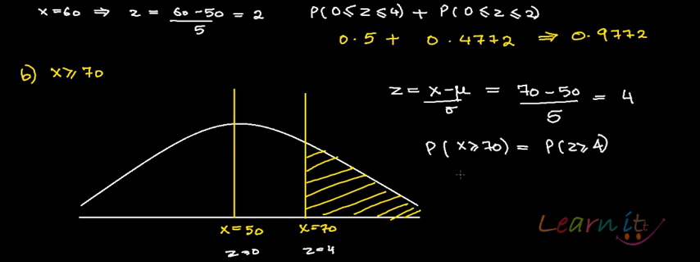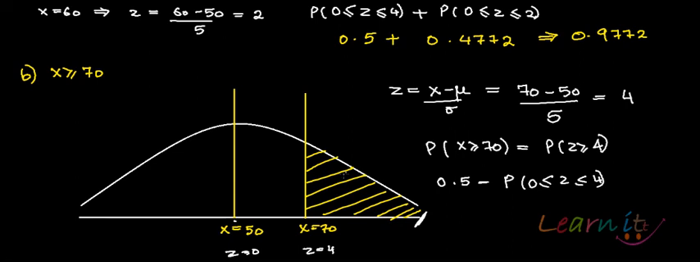That is, you can write this as 0.5. This entire region is 0.5. This entire region from x equal to 50 till this point, minus this region from 50 to 70, that is 0 to 4. P(0 less than or equal to Z less than or equal to 4). That is what it is. You getting the point what I did?